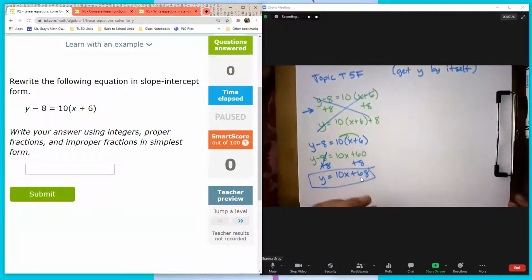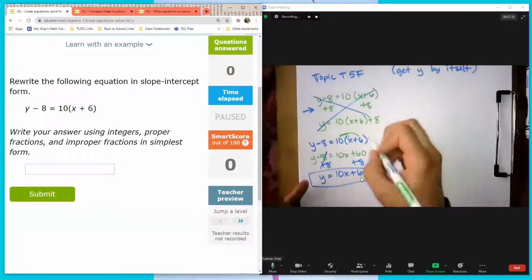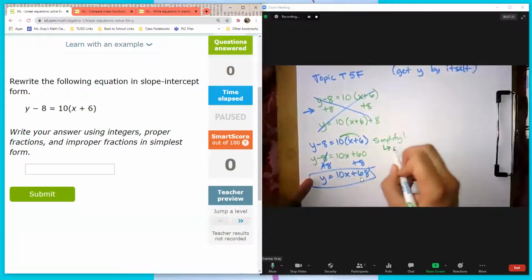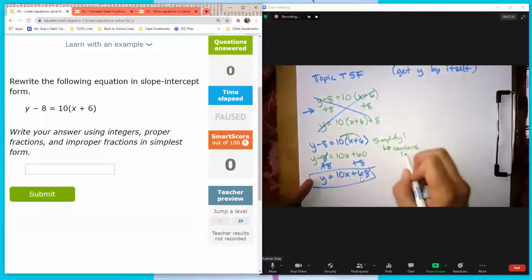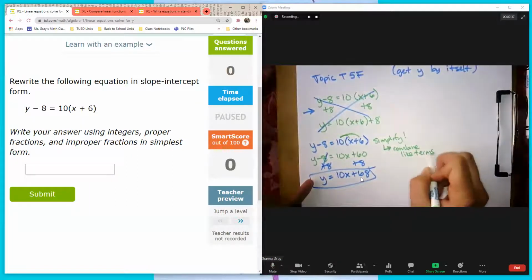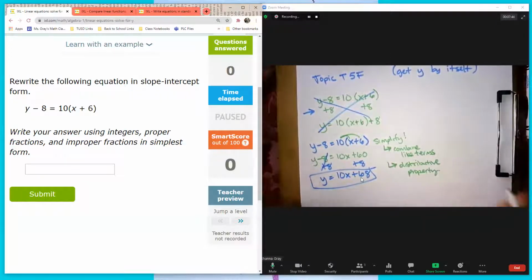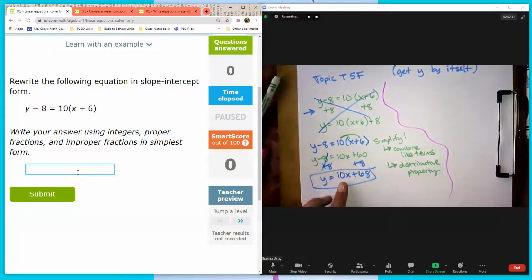So solving for y isn't that hard, but you do have to make sure you simplify. And usually that means combine like terms or distributive property. So you've got to look for those things so that you can write it out as simple as possible. All right, so let's switch to the next problem. So this one was y equals 10x plus 68.